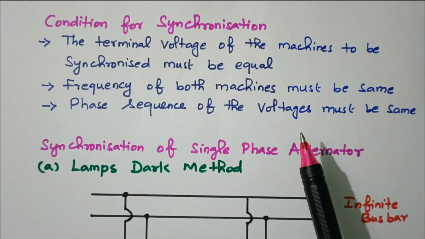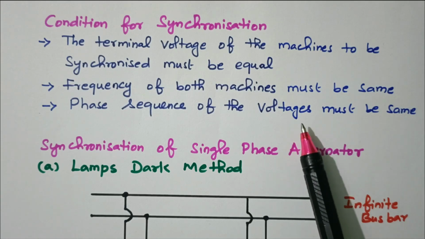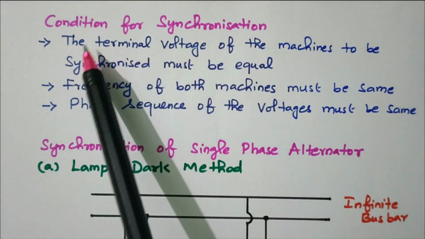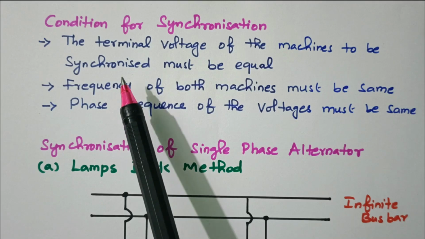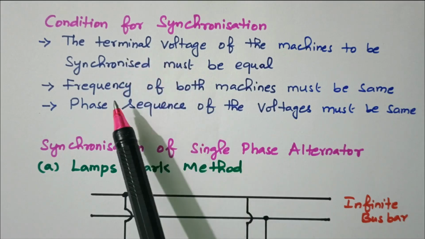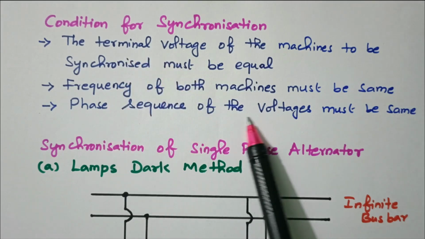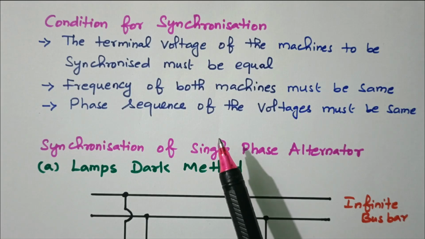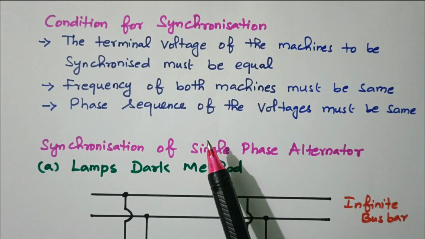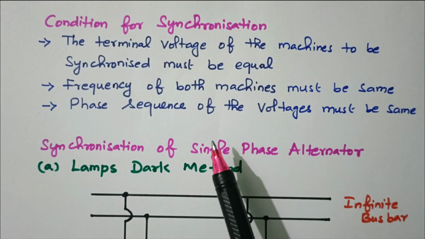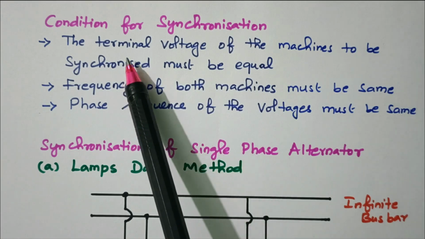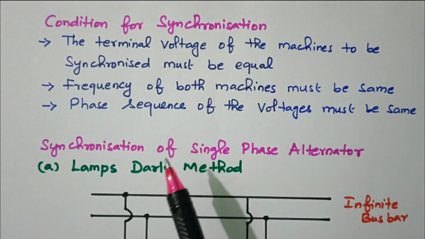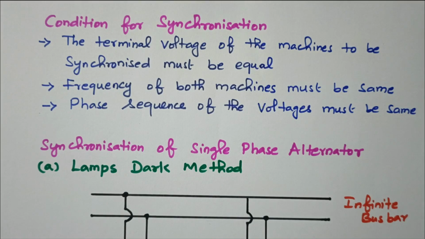So when one alternator is already connected and we are connecting one more alternator, that is called synchronization. At that time we need to check that both alternators' terminal voltage, frequency, and phase sequence of voltage must be equal. Then only we can connect, so that there will not be any interruption. For that there are so many methods available. Based on the method we can verify terminal voltage, frequency and phase sequence, and thereby we can connect. So this is the condition for synchronization.